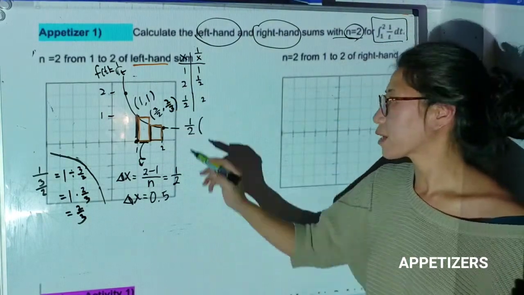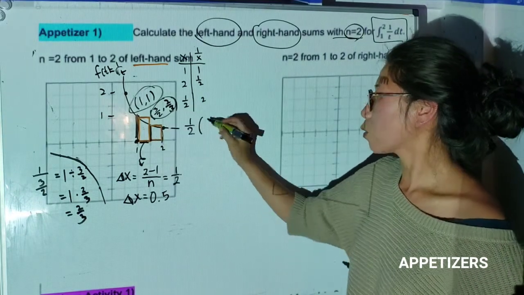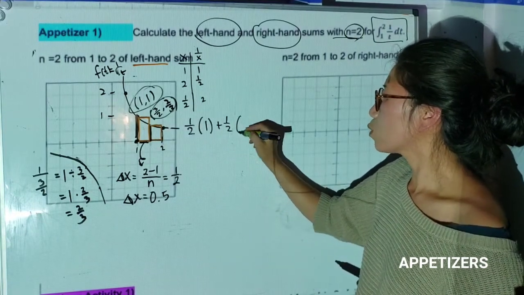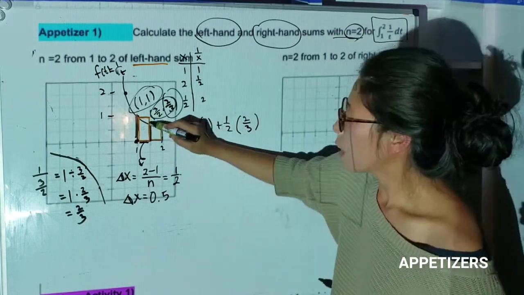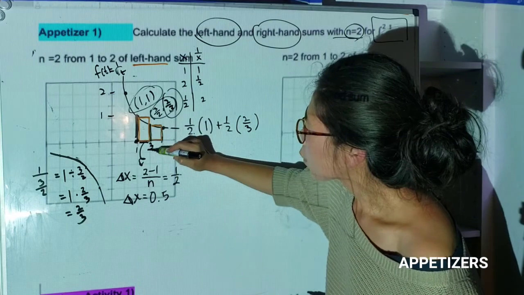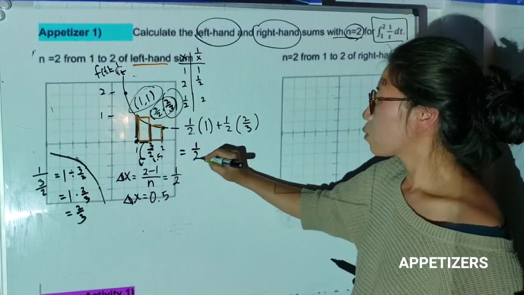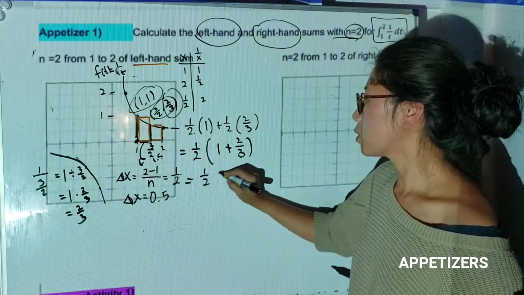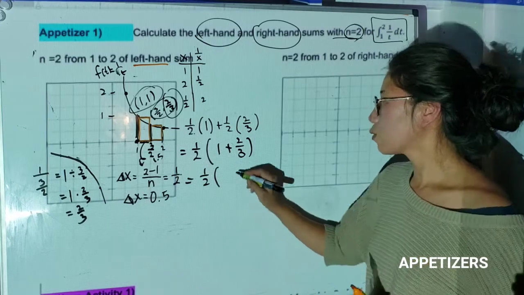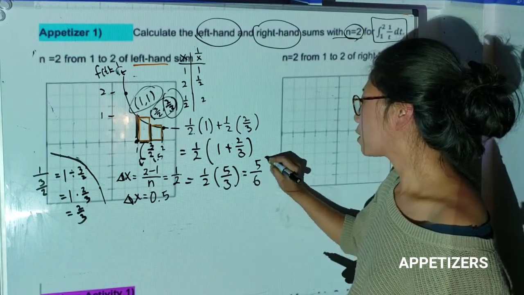Since I have only 2 rectangles, these are the values I need. So my base 1 over 2, height 1. My base 1 over 2, now height is going to be 2 over 3 at your x value, which is 3 over 2, which is 1.5. So from here, I know I explain very slowly, but it's important for you to understand. That will make 3 over 3, so 5 over 3. So total 5 over 6.